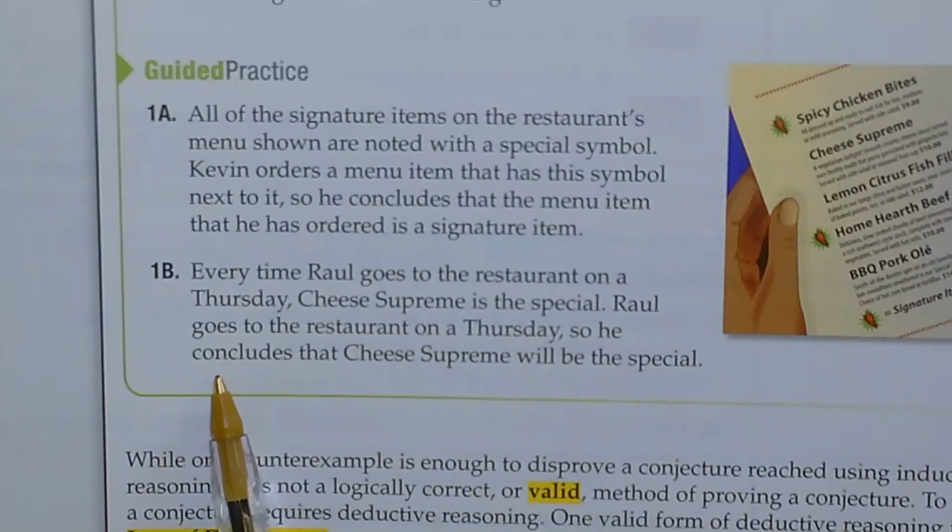So this is inductive reasoning, and all it would take would be for him to go on a Thursday and they're serving, I don't know, something else, like oatmeal. And then if he goes on a Thursday and it's oatmeal, then that proves his conjecture wrong. And so then he knows that his premise that he thought was right is not correct. Okay?